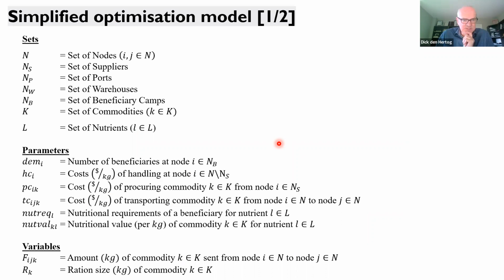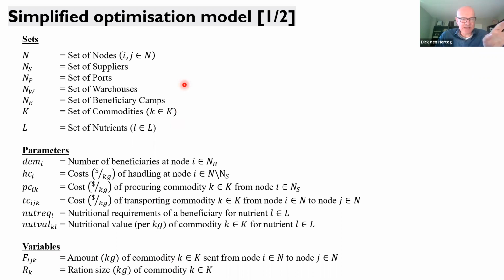So in all, we have a set of nodes: suppliers, ports, warehouses, beneficiary camps. We have a set of commodities, the ingredients. We have a set of nutrients, fat, vitamin, and so on. We have parameters for the number of beneficiaries, for the cost of handling, purchasing costs, transportation costs, and nutritional requirements. We have parameters for the nutritional value of each ingredient, and we have flow variables. F_ijk is an important variable: the amount in kilogram of commodity k that's sent from node i to node j. And R_k is the ration size, the amount of commodity k in a daily meal.